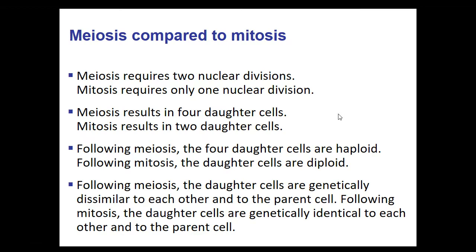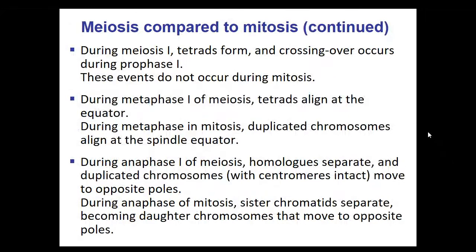After meiosis, the daughter cells are genetically dissimilar. That means they're different from each other and different from the parent cell, but in mitosis, they're the same. In meiosis, there's a synapsis and tetrads form and then crossing over. None of that happens in mitotic cell division.